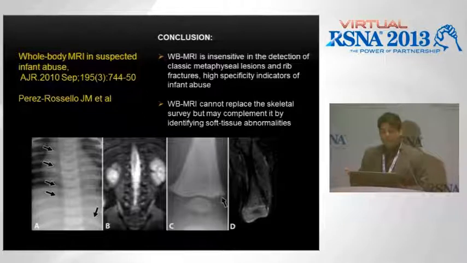So can we use whole body MR for this? At least this particular paper published in AJR in 2010 did not find good numbers in trying to use it for non-accidental trauma. Especially, they found that for metaphyseal lesions and rib fractures, which are the high specificity indicators of child abuse, it cannot replace skeletal survey, but it may complement it by identifying soft tissue abnormalities. But yes, it would entail sedation at times, and it is lengthy, and clearly not somewhere that we can replace skeletal survey yet.